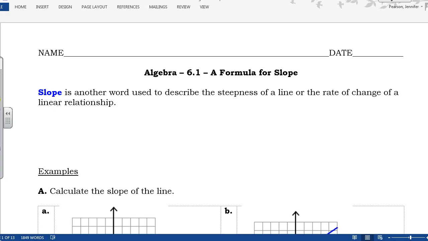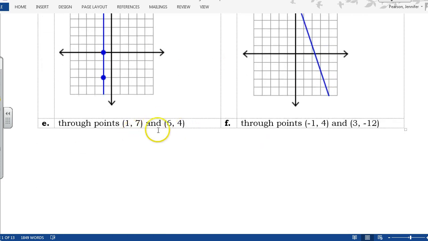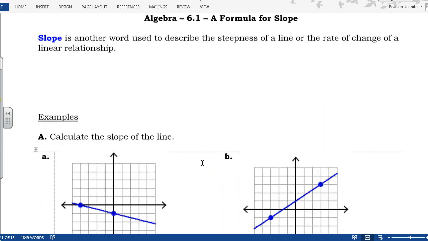This is Algebra Lesson 6.1, a formula for slope. Slope is another word used to describe the steepness of a line or the rate of change of a linear relationship. So we are going to calculate slope in two ways: one way using a graph, and then another way just using a set of ordered pairs.